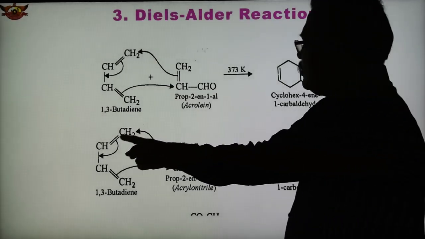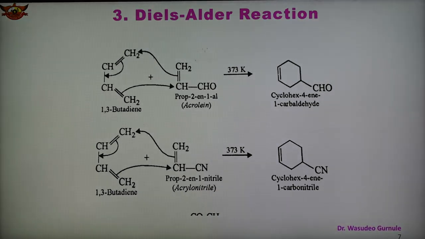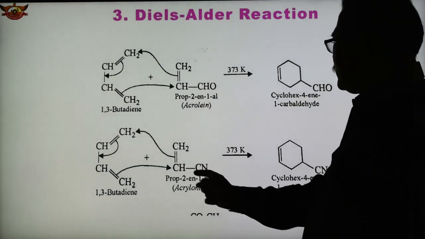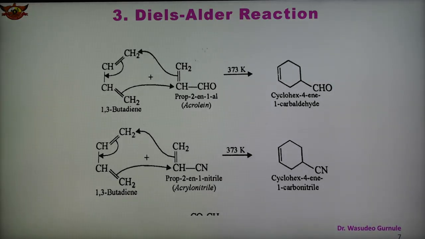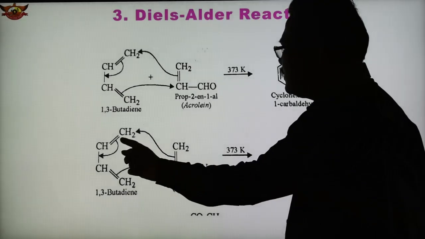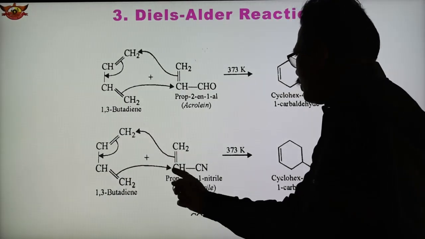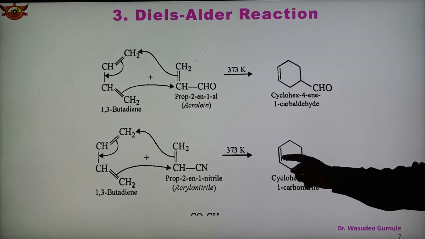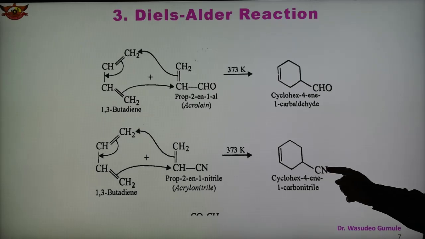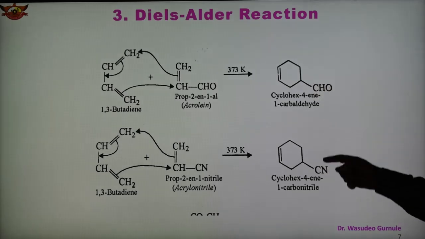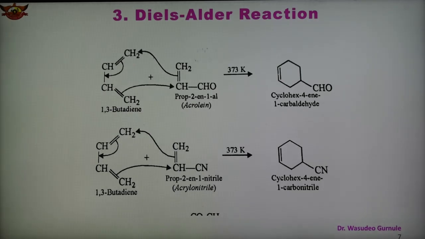Again, this is 1,3-butadiene, and here acrylonitrile is given, a similar component, only in place of CHO there is a nitrile, meaning CN, the cyano group. In the similar way, this bond shifted here and joined here, and we obtain a double bond now, and again CH2, CH, CH, CH2, CH, CN is there, similar to CHO. So a similar type of reaction takes place, giving 4-cyclohexene-1-carbonitrile.